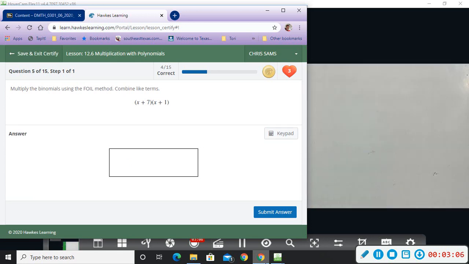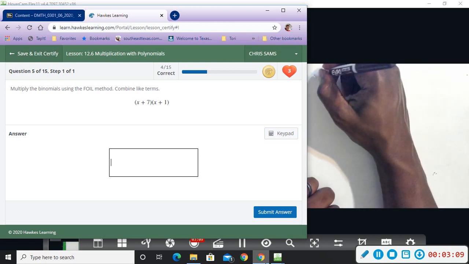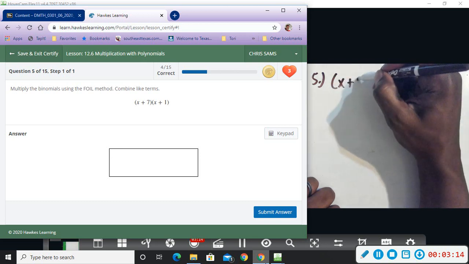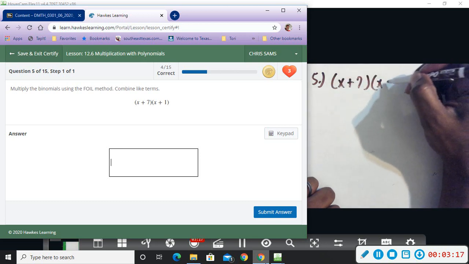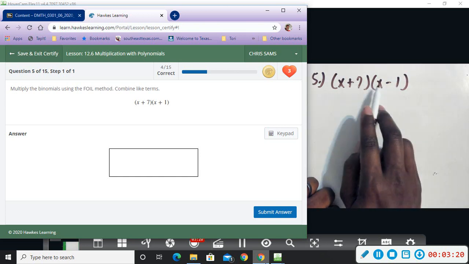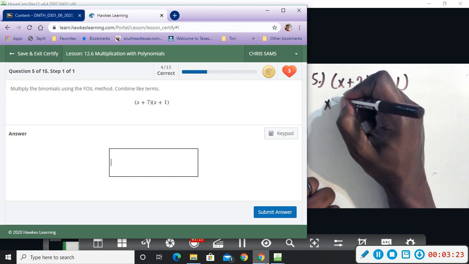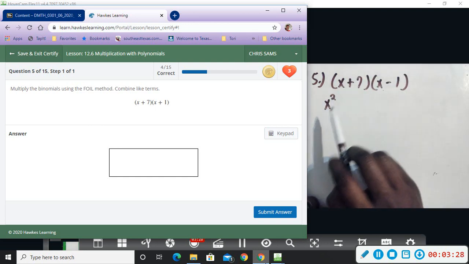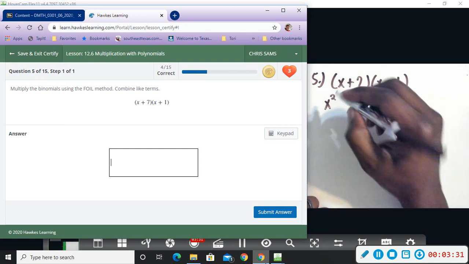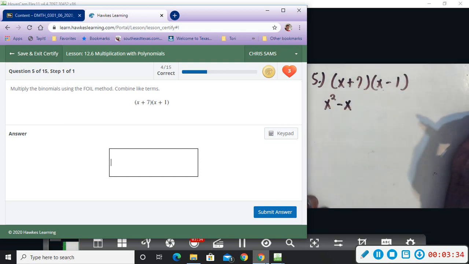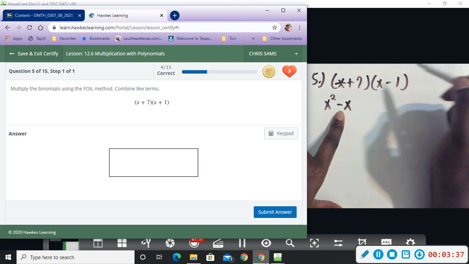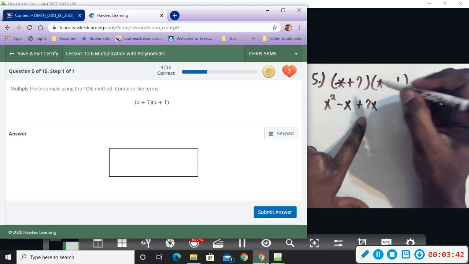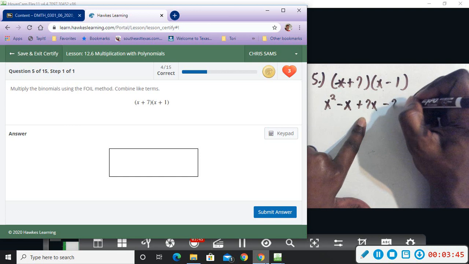Alright, number 5, we're back to 2 terms. So we're going to have x plus 7 times x minus 1. Alright, so x and x will give us x squared. Sorry, just x squared, not 2x. We got 1x squared. And then x and the negative 1 give us a minus x. 1 is understood, you don't have to put it. Alright, and now 7 times x will give us a positive 7x. They're both positive. And then 7 times negative 1, negative 7.